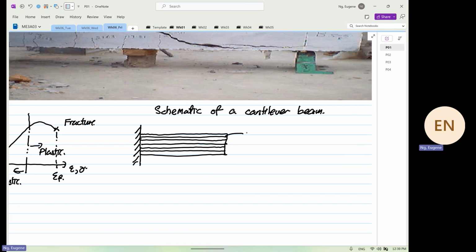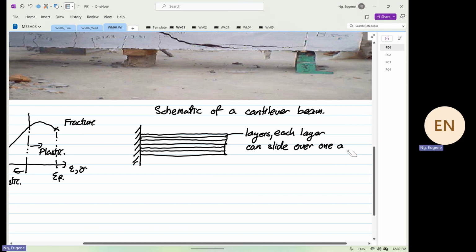So over here, this is our layers. Okay, the layers, each layer can slide over one another. This is just a schematic. I want you to visualize something.